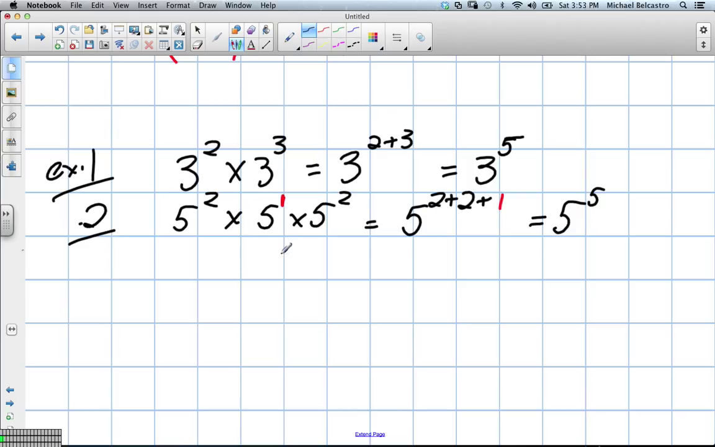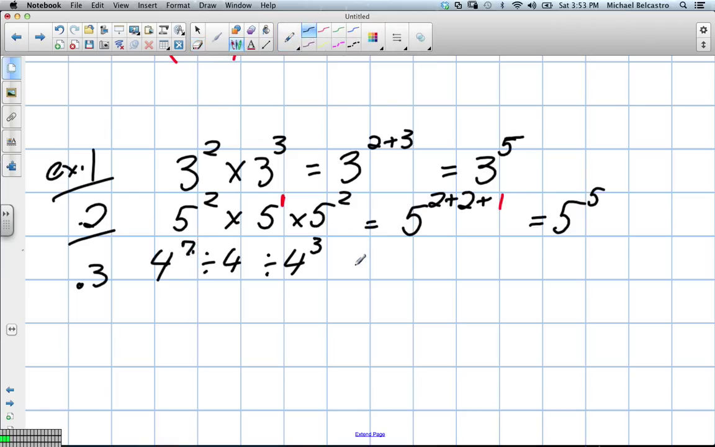Done that one. Excellent. Let's try adding a rule to this. We'll do example 3. I have 4 to the power of 7 divided by 4 to the power of 3. How can I simplify this?